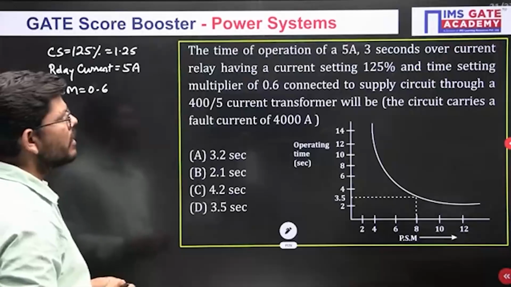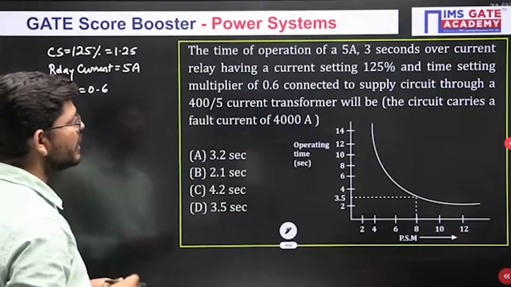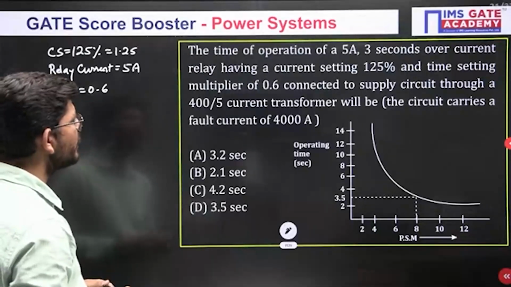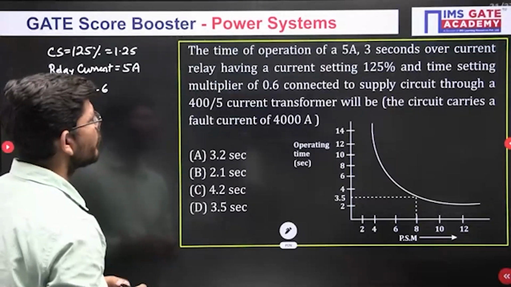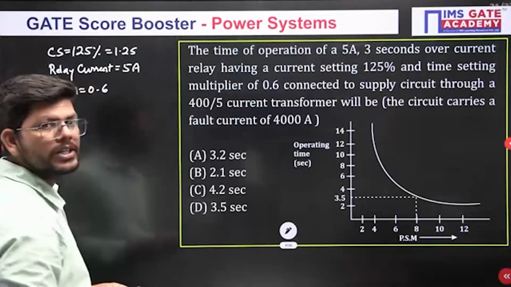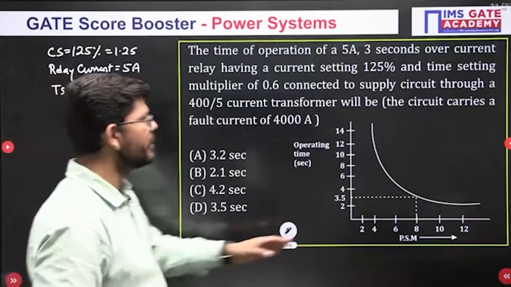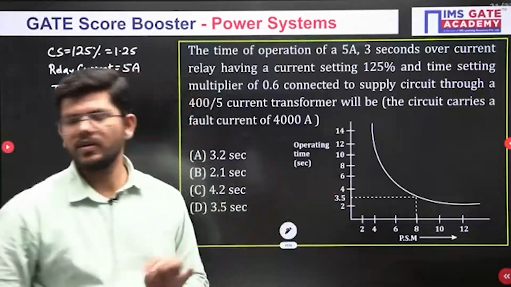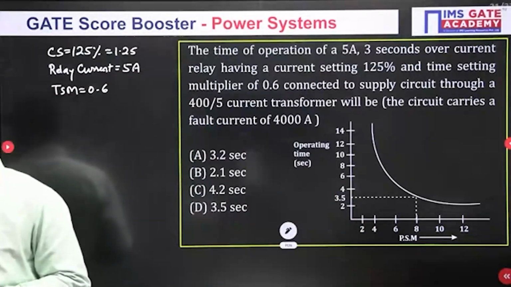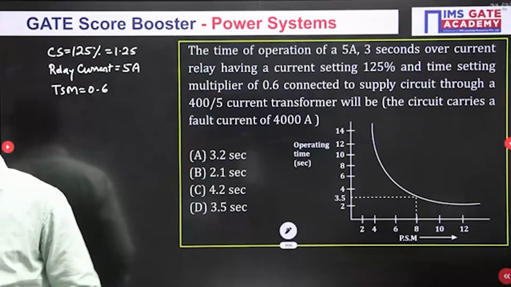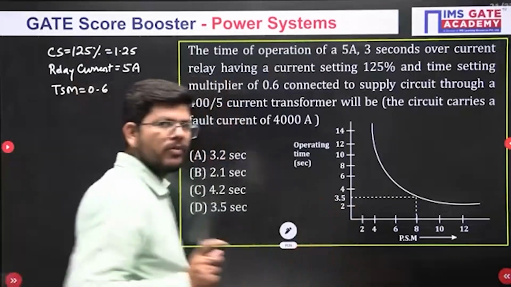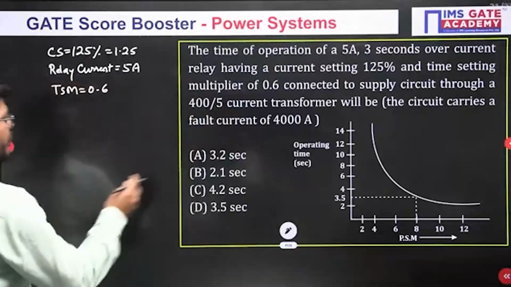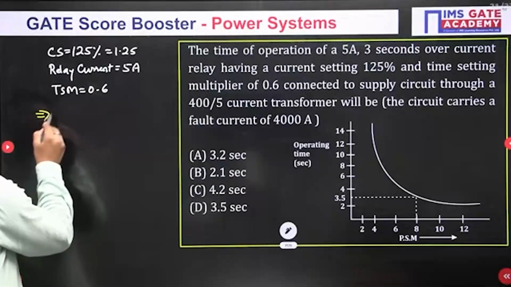The relay is connected to supply a circuit through a 400/5 current transformer. What we have to calculate here is the time of operation, and we have been given the PSM curve as well. Through that we have to calculate what will be the actual time of operation. So PSM is given, so why don't we calculate PSM?